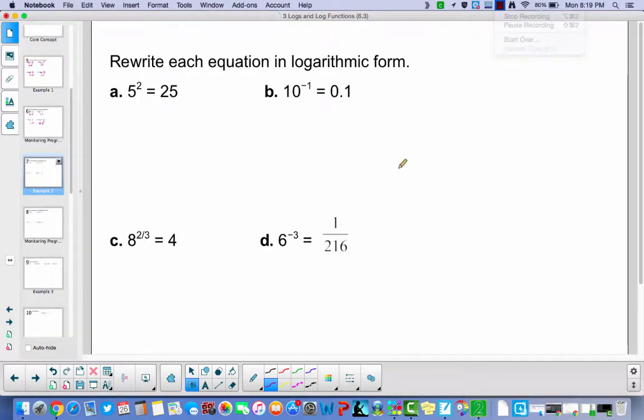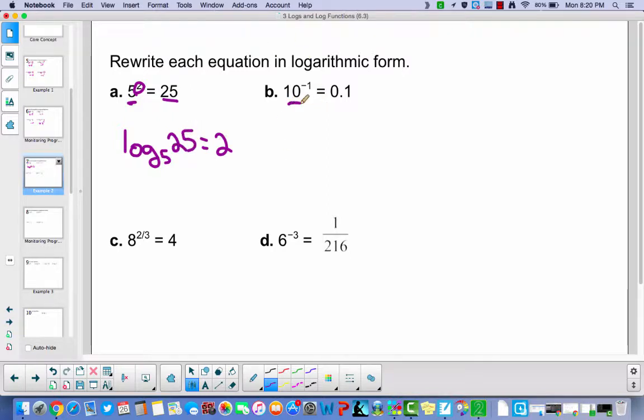Okay, so just like we can go from logarithmic form to exponential form, we can go from exponential form to logarithmic form. It's the same piece. Here's my base, here's my exponent. Here's what I'm going to have to take the log of. So I'm going to take the log of base b. That has to be equal to my exponent. So what am I taking the log of? I'm taking the log of 25.